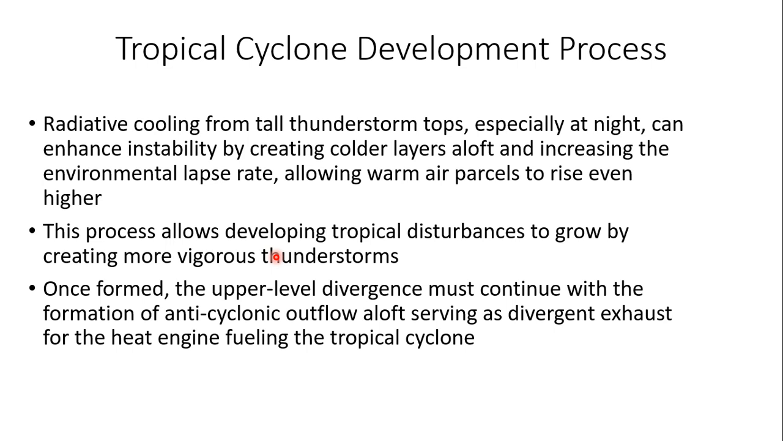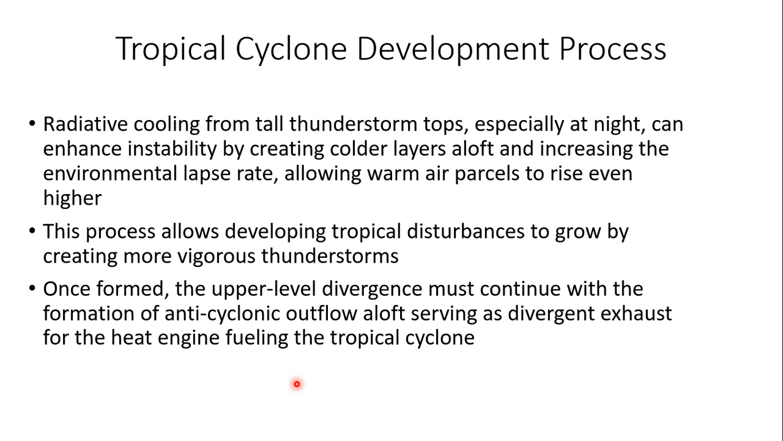One thing you may not know is radiative cooling occurs from tall thunderstorm tops, very high up in the atmosphere. These could be at 65 to 70,000 feet above the ground. Especially at nighttime in the tropics, you get this radiative cooling from tall thunderstorm tops. That can enhance the instability further because you're lowering the environmental air temperature. It creates colder layers aloft and increases the environmental lapse rate, making it more steep or unstable. This allows warm air parcels to continue to rise even higher. This process will then allow developing tropical disturbances to grow by creating more vigorous thunderstorms.